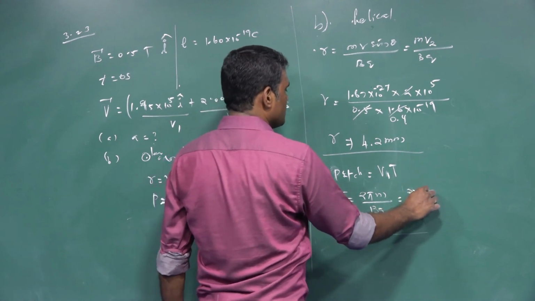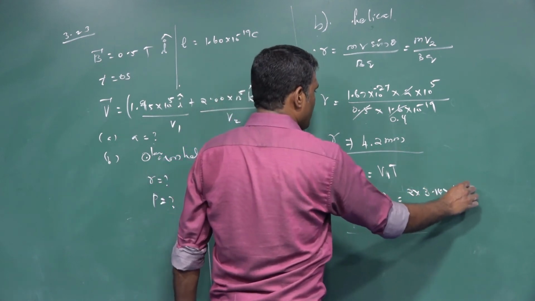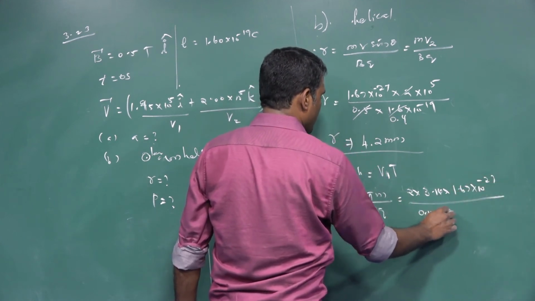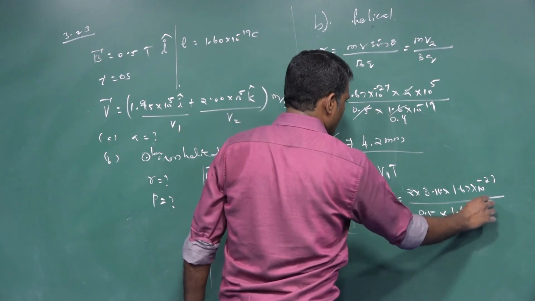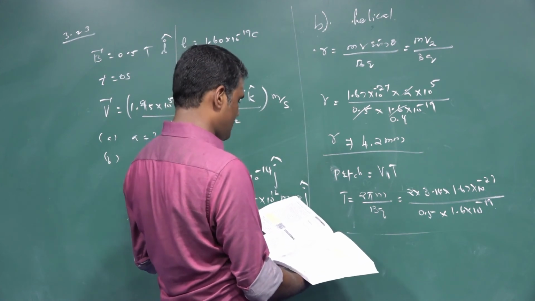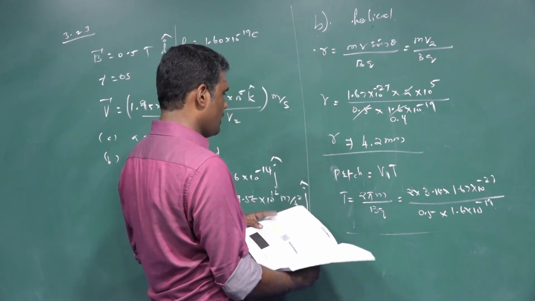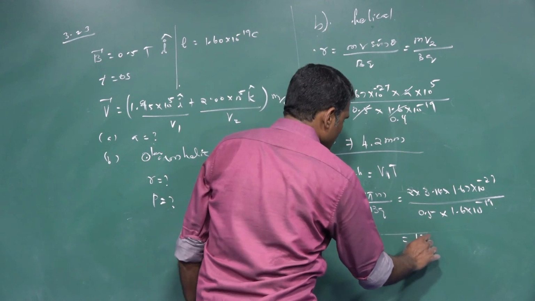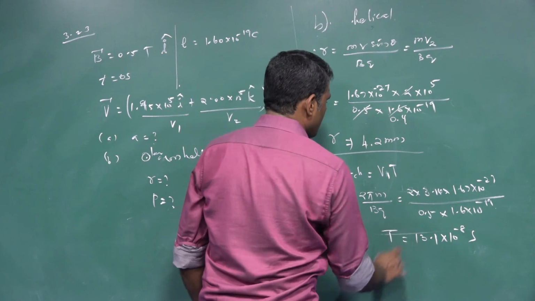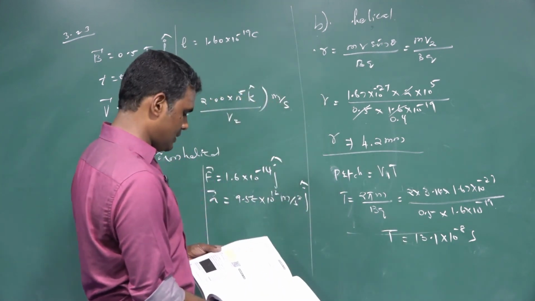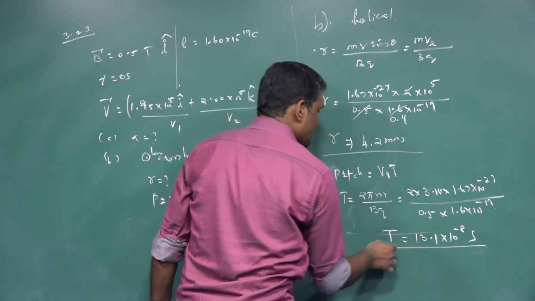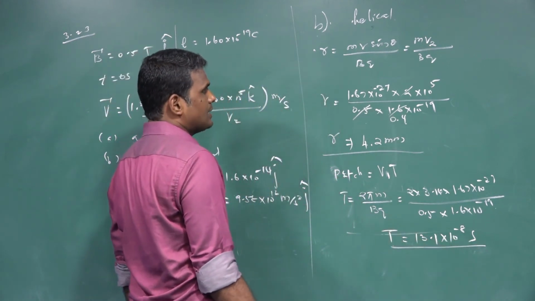Substitution is 2 into 3.14 into 1.67 into 10 power minus 27, divided by magnetic field 0.5 and charge 1.6 into 10 power minus 19. And the value of the time period is found to be 13.1 into 10 power minus 8 second. So time period is calculated: T equals 13.1 into 10 power minus 8 second.